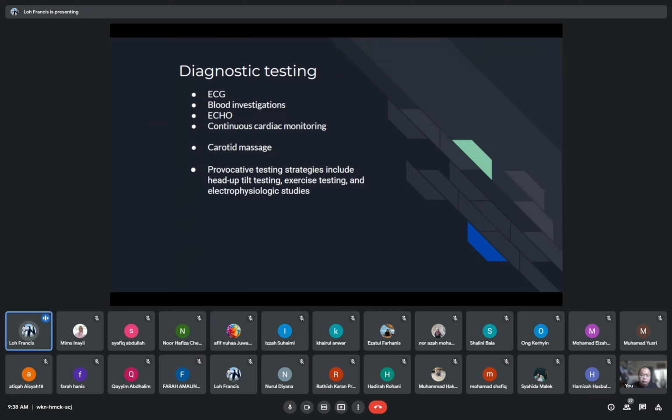Let's talk a bit on carotid sinus massage. It can be considered in patients more than 40 years old to confirm the diagnosis of carotid sinus hypersensitivity. The maneuver is positive when it produces an asystolic or ventricular pause longer than 3 seconds, or a decrease in systolic blood pressure of at least 50 millimeters of mercury.